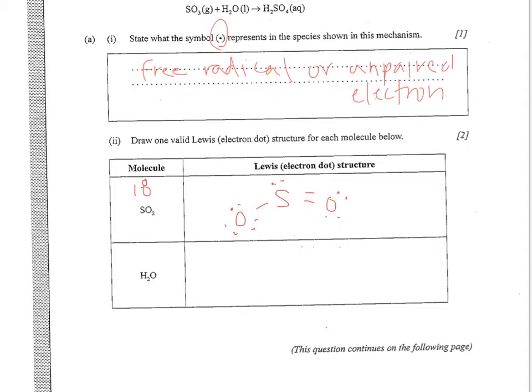H2O is much simpler. I have a total of 8 electrons to use here. So the oxygen bonded to each hydrogen. Hydrogen can't form a double bond, so this is going to have to work, and it does. I end up with 2 lone pair on the oxygen, and each hydrogen single bonded for a total of 8 electrons.